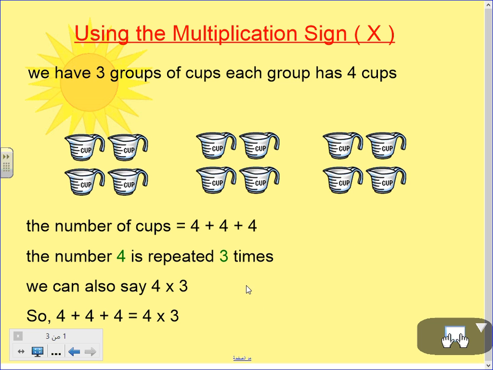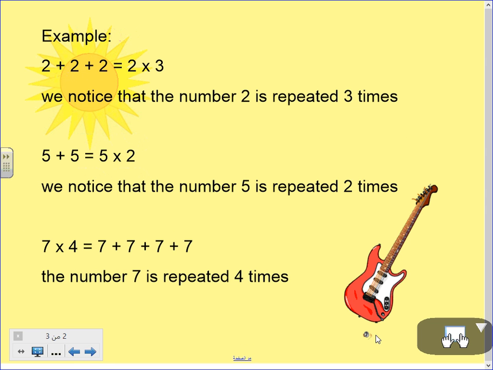So we can express that in another way. The number of cups equals 4 by 3. That means 4 plus 4 plus 4 equals 4 by 3. Let's show some examples.